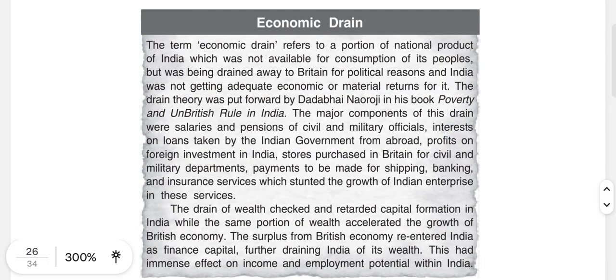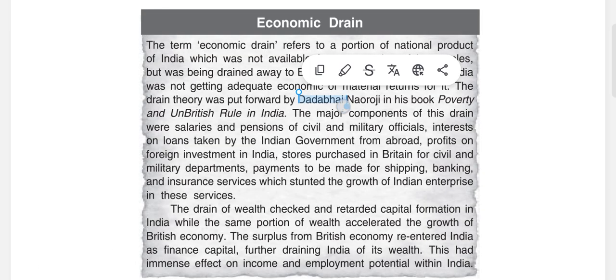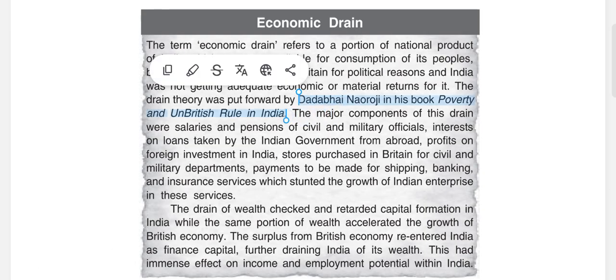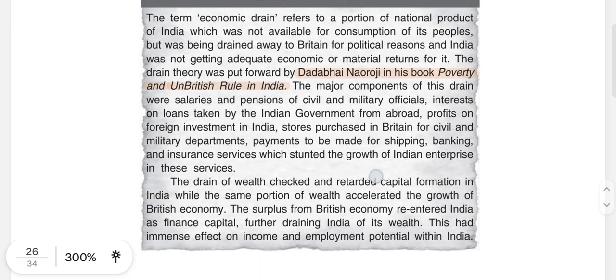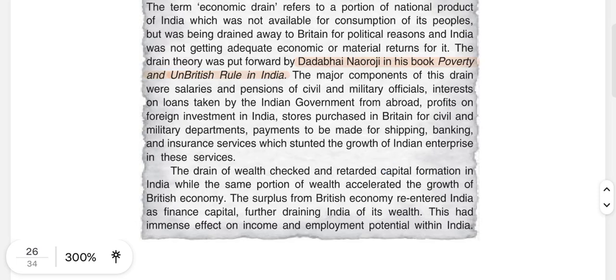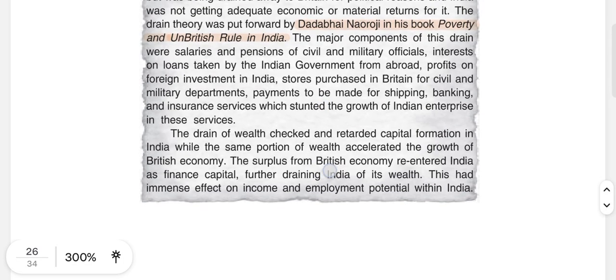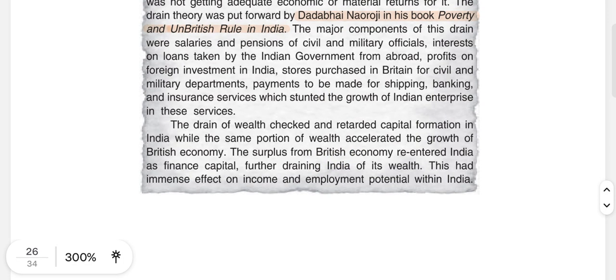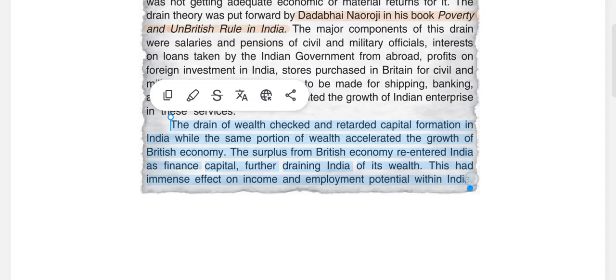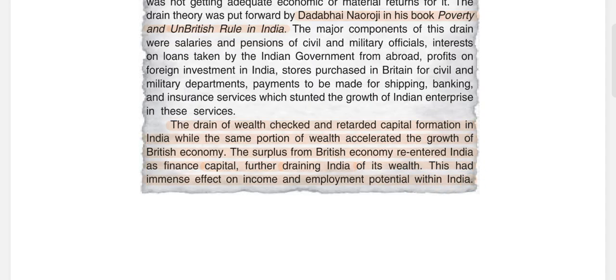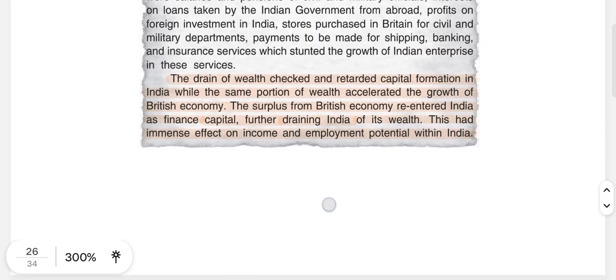The major components of this drain were salaries and pensions of civil and military officials, interest on loans taken by the Indian government from abroad, profits on foreign investment in India, stores purchased in Britain for civil and military departments, and payments to be made for shipping, banking, and insurance services, which stunted the growth of Indian enterprise in these services. The drain of wealth checked and retarded capital formation in India, while the same portion of wealth accelerated the growth of the British economy. The surplus from the British economy re-entered India as finance capital, further draining India of its wealth.